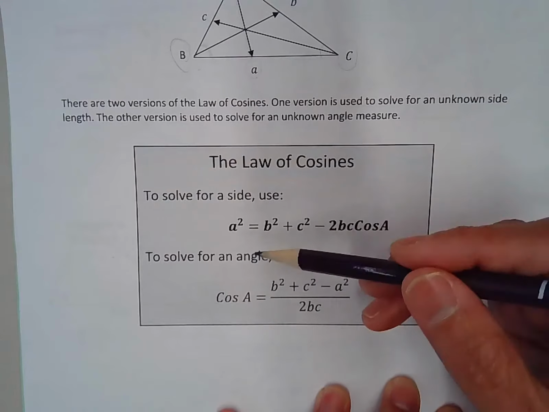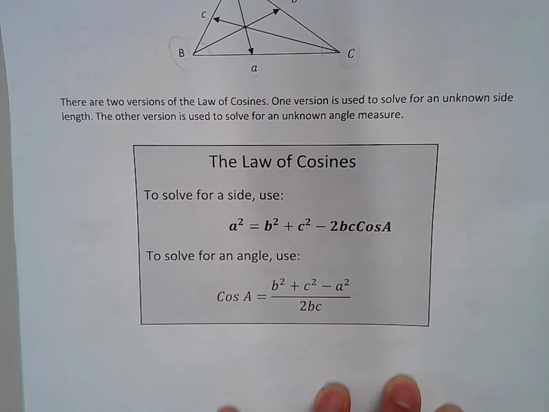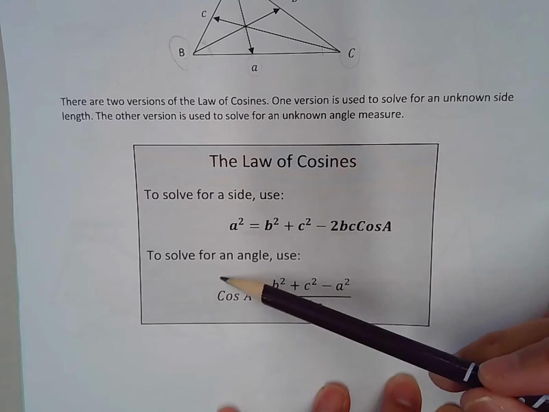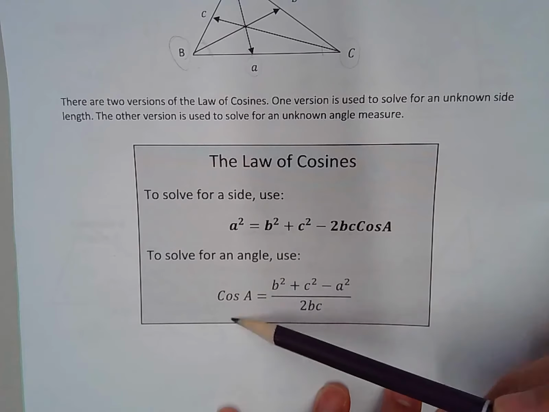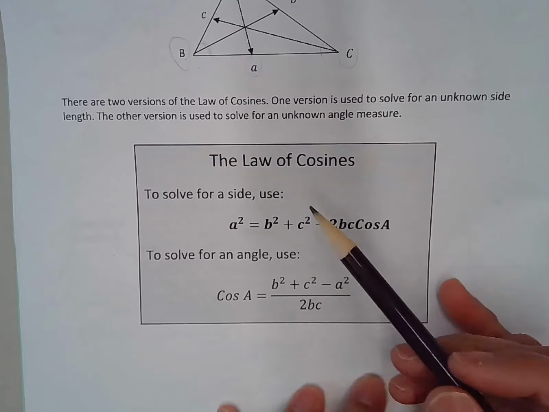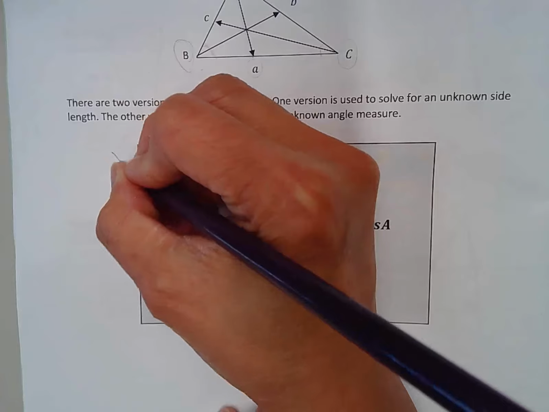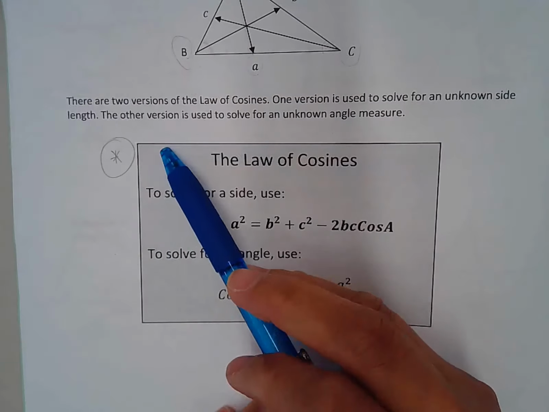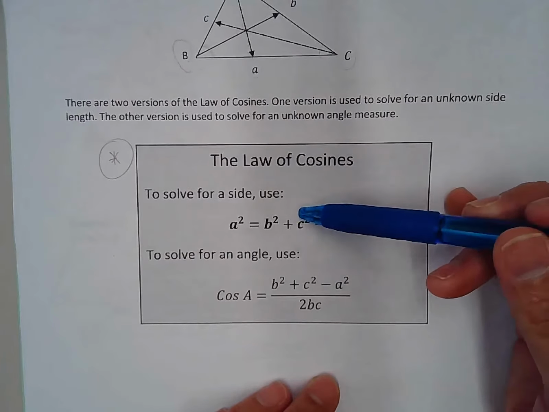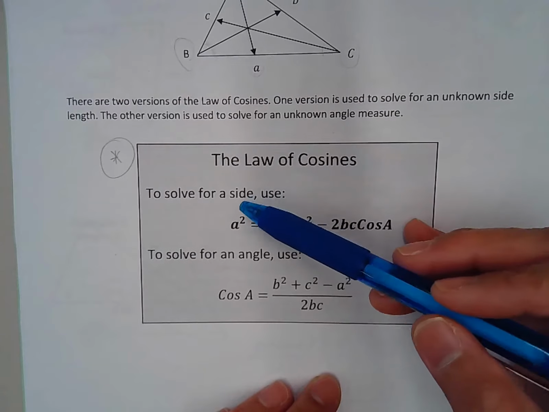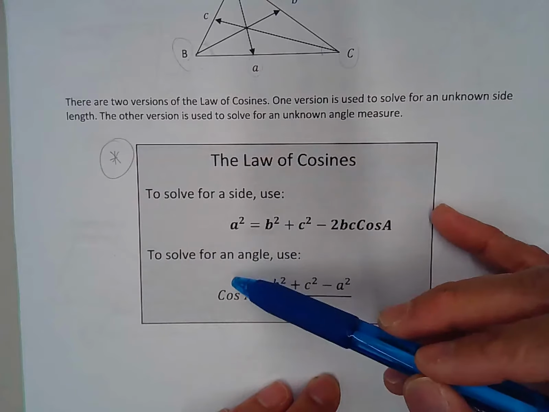Now, these are your two formulas for cosine law. They're actually one formula, except that in this part they've already solved for angle A. So we're gonna put a star beside this one and a star beside that one, because that's a formula you're gonna need for the test. So please write that down on your formula sheet. This is to solve for a side, this is to solve for an angle.